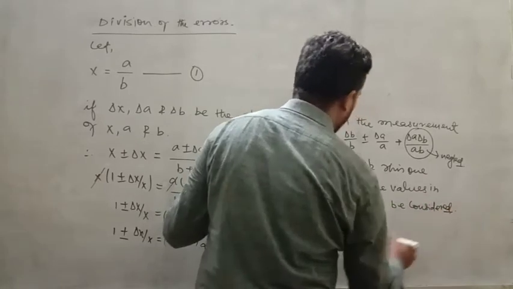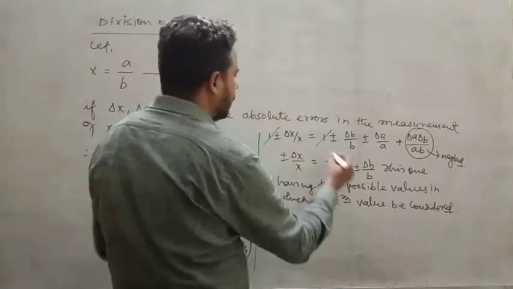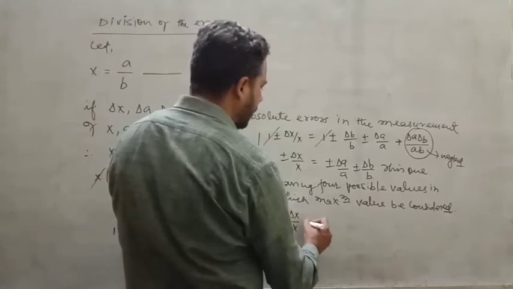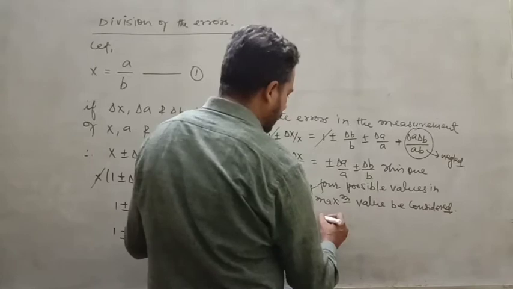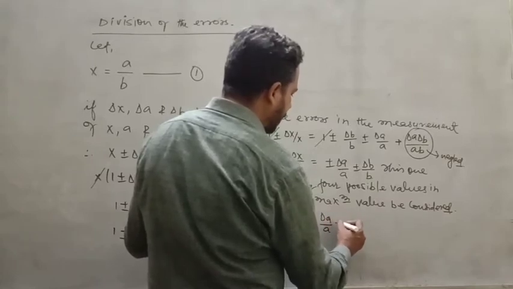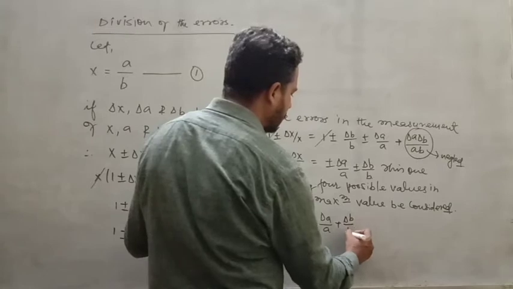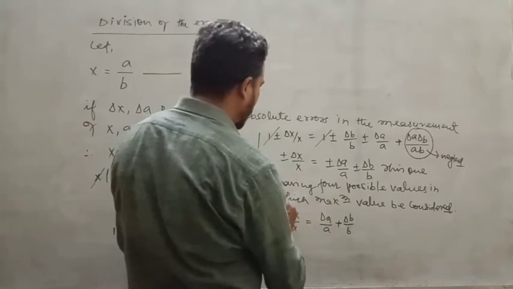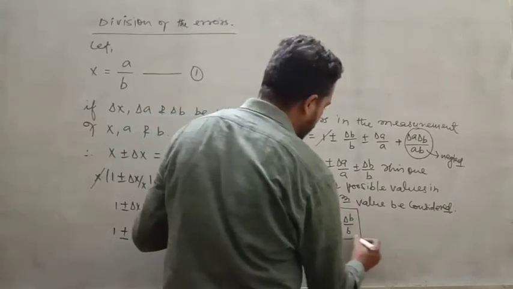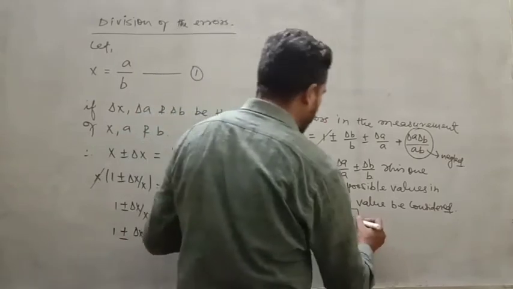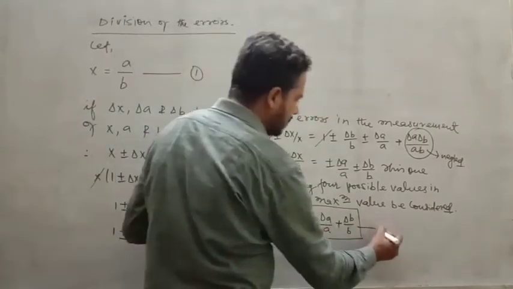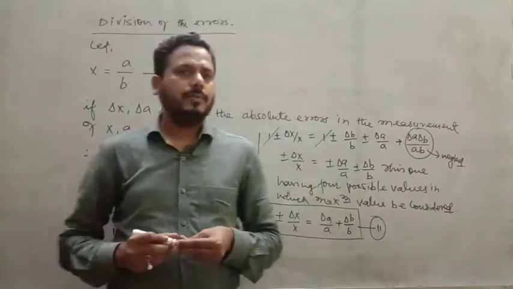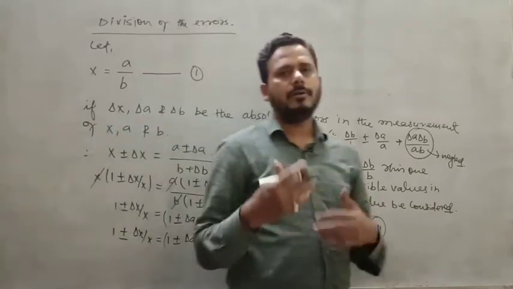So you see its maximum value is plus minus delta x by x, having its maximum value delta a by a plus delta b by b, just like the previous one you are seeing here. This is the maximum value, and this one is your result for division. Let us call this equation 2. So we have got a result for the division of errors.